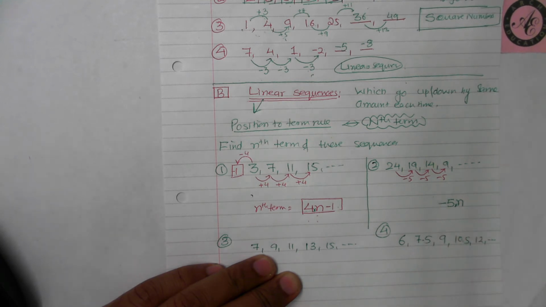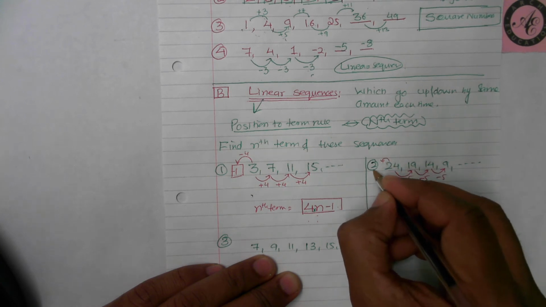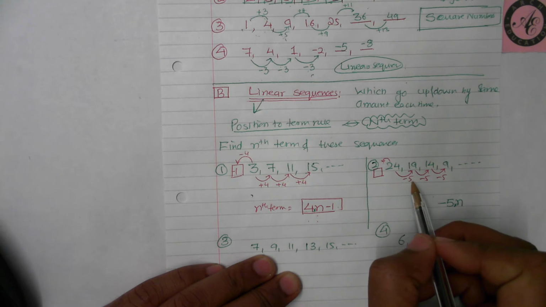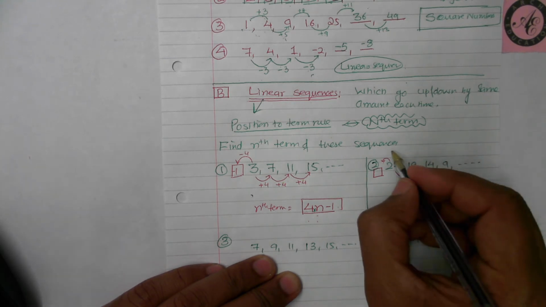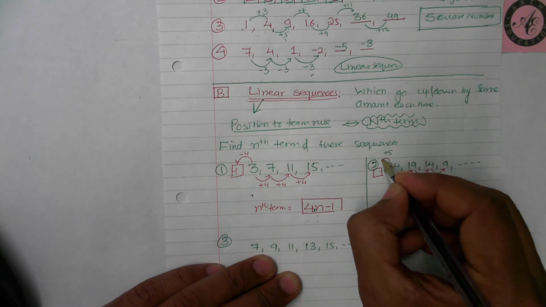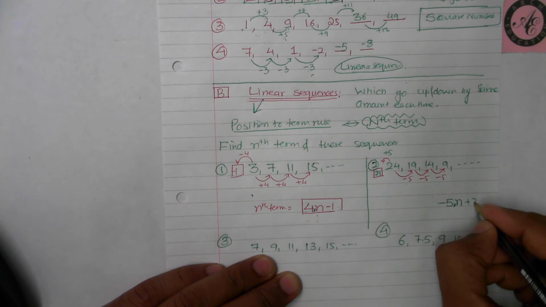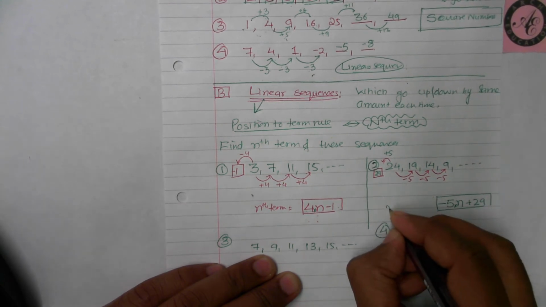Right, guys, and then the same process. This doesn't stop here. We're going to find the previous term. As we're going from left to right, we're taking away 5, so the opposite, the inverse of take away 5, is add 5. So 24 add 5 is 29. So -5n add 29 is the nth term.